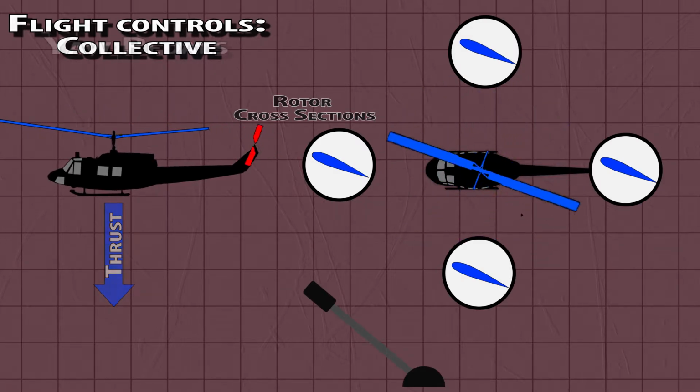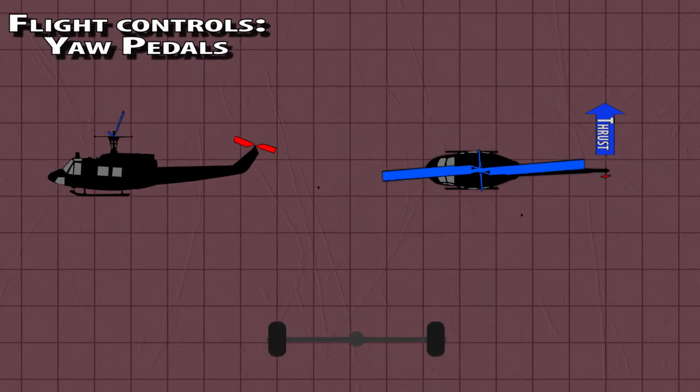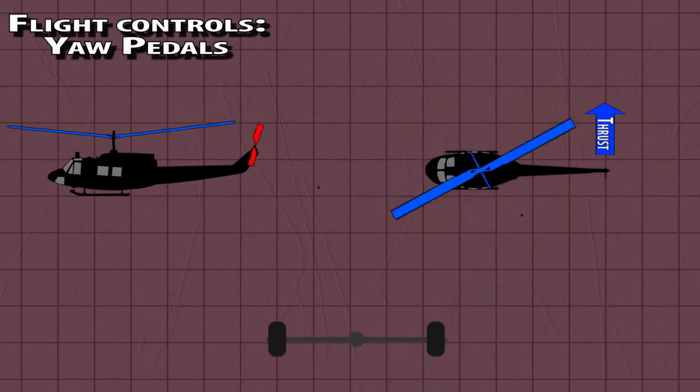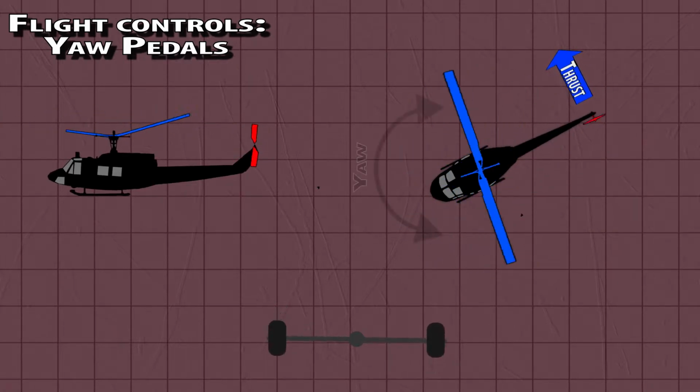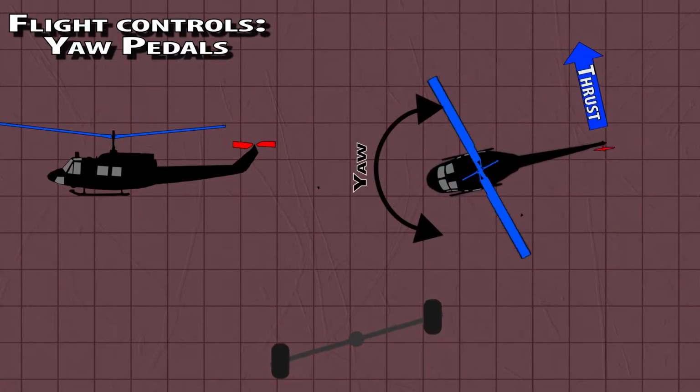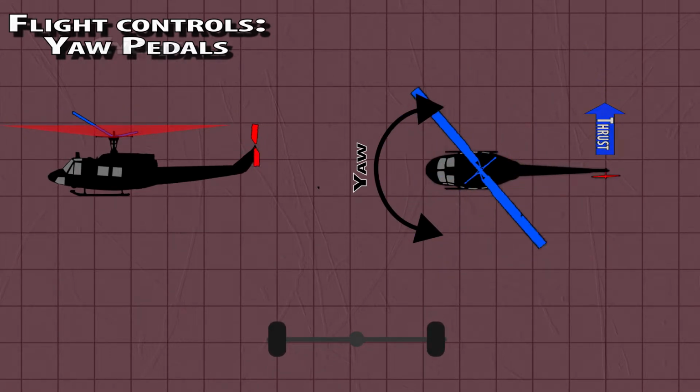Yaw pedals. Pedals are like a collective for the tail rotor, collectively changing the pitch of the tail rotor blades and therefore its thrust. This will apply or remove a yawing force and more or less of a small sideways motion.